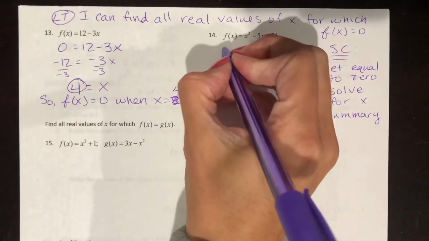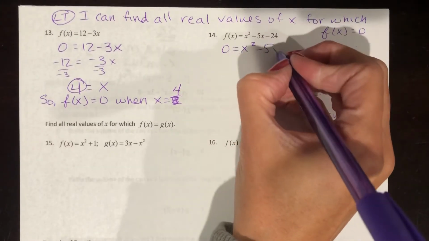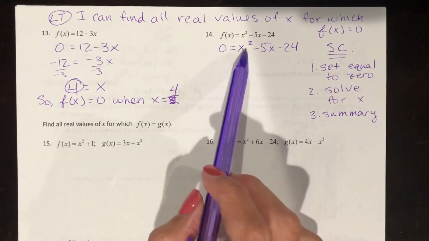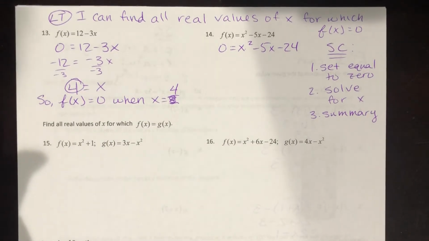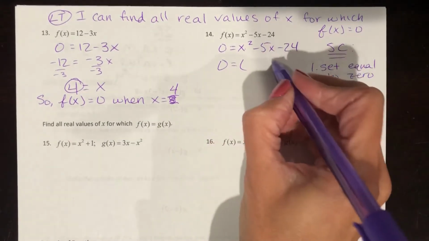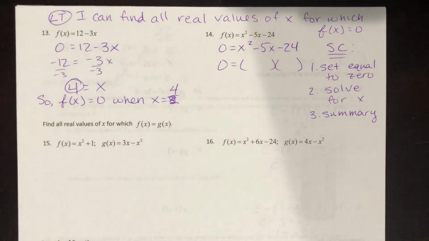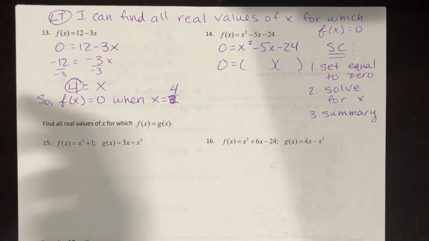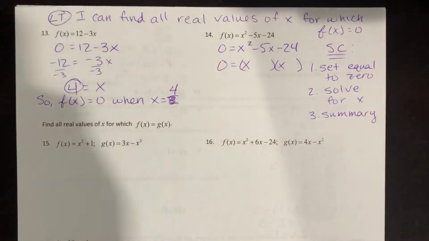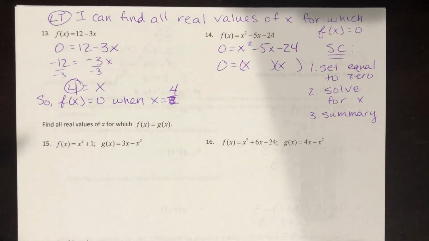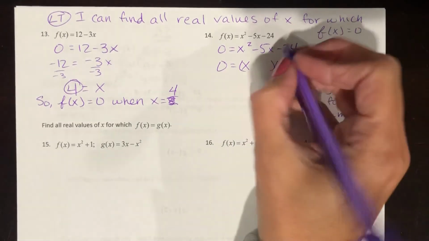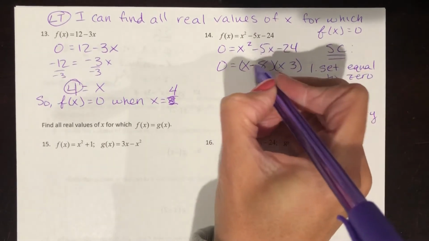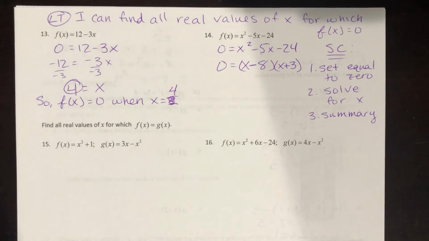All right, let's try another one together. So I'm going to set it equal to 0 to start, and now I'm going to solve for x. This one's a quadratic, so I'm going to have to factor to solve. So what are the factors of negative 24 that add to negative 5? Well, that would be 8 times 3. And it needs to be a negative 5, so that's going to be a negative 8 and a positive 3.